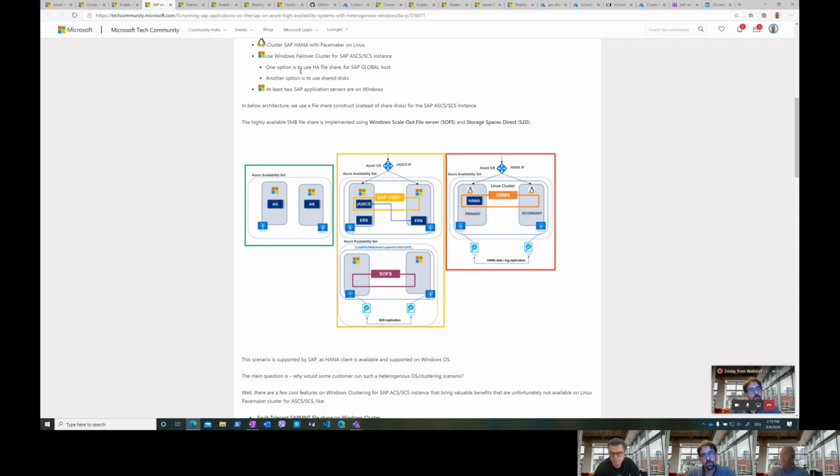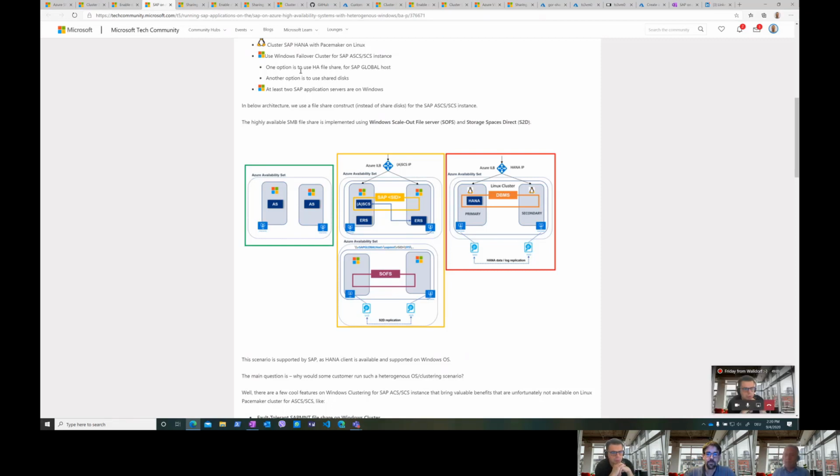Many customers are doing this. Another reason could be, for example, you run Oracle on Linux, then you could also use Windows for the central services. Generally, we have a very good experience with the Windows cluster here, and people are using it a lot. It's a very, very mature solution.